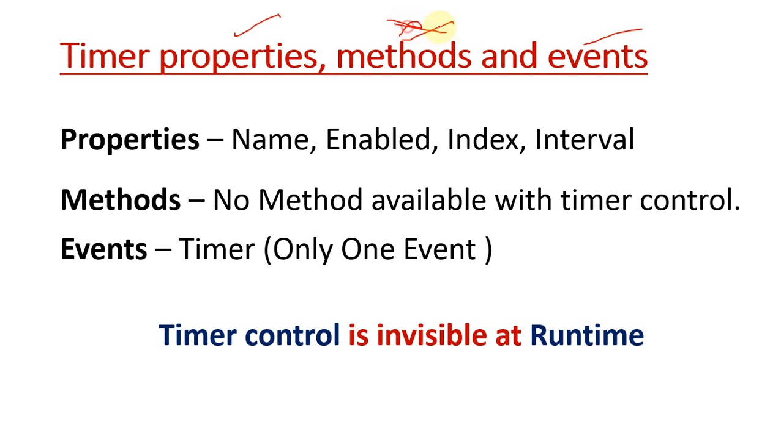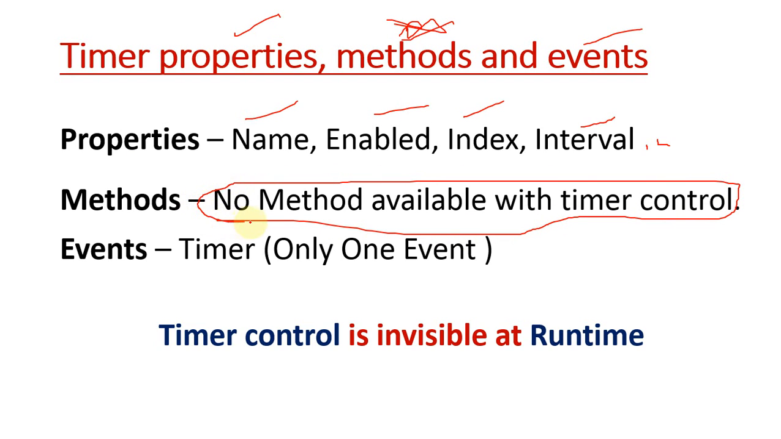Next, these are some properties, methods and events. Whether a method is there or not, later we'll see. Properties: Name is a compulsory property, Enabled is a property, Index, Interval, Left of course, but only 5-6 properties are there for the timer. But one remarkable thing is the method part: the timer has no method. Timer has no methods like Refresh, Move, SetFocus. Next, event: the only one event the timer has is the Timer event.